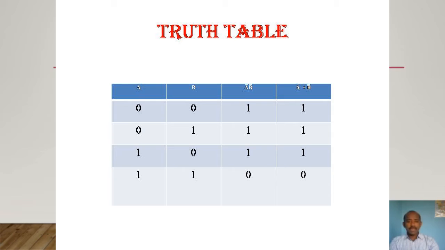And in the second condition, if A is 0 and B is 1, we will get (A dot B) bar equal to 1, and A bar plus B bar is also equal to 1. So this is the verification we are doing here.